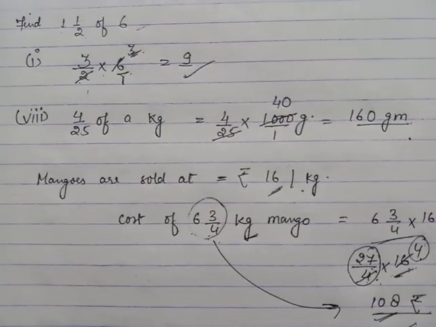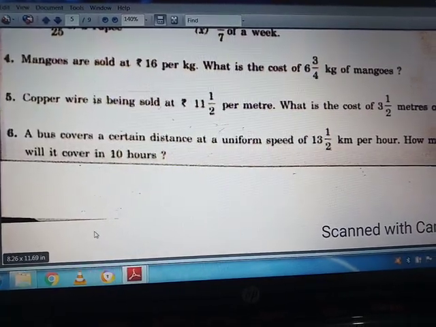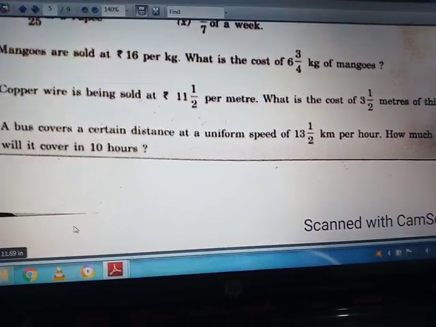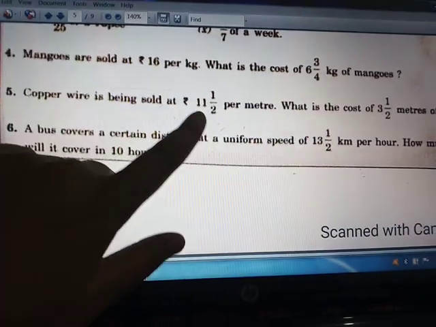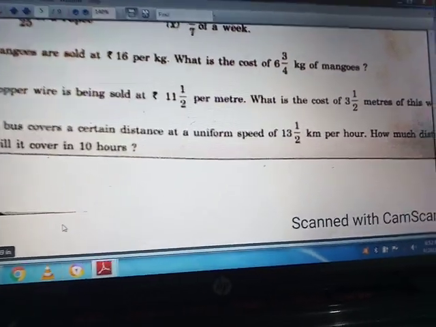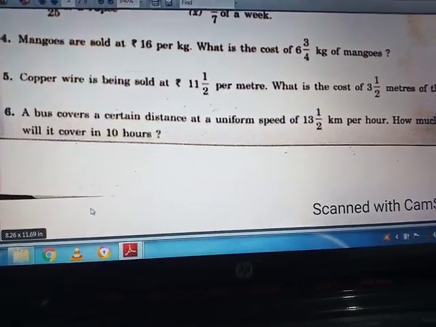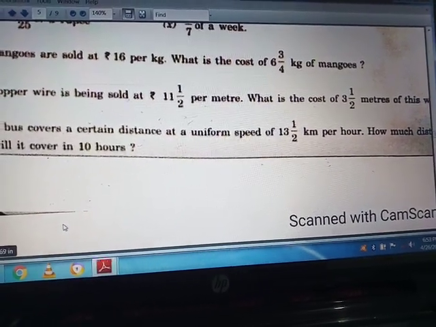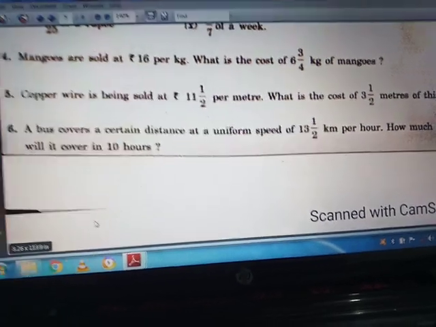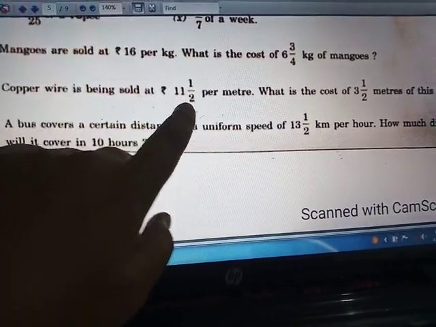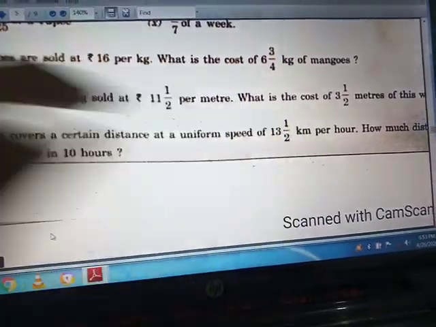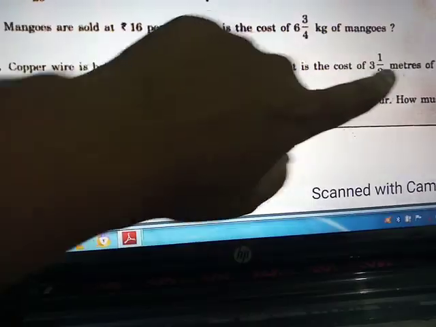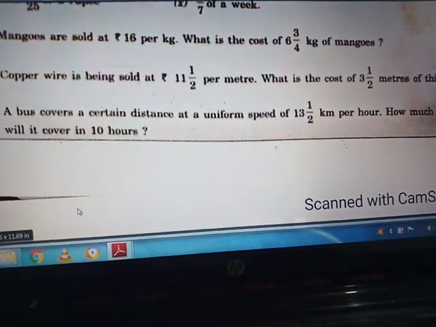Okay, now question number 5, that is, copper wire is being sold at rupees 11 whole 1 by 2 per meter. This is the cost of copper wire, that is 11.5 per meter. So what you have to do is, what is the cost of 3 whole 1 by 2 meters of this wire? For 1 meter the cost is this, and for 3.5 meters you have to calculate. Just multiply these values and you will get the answer.